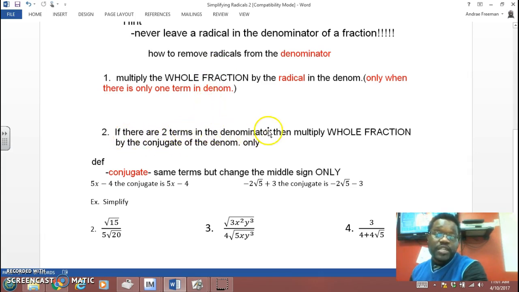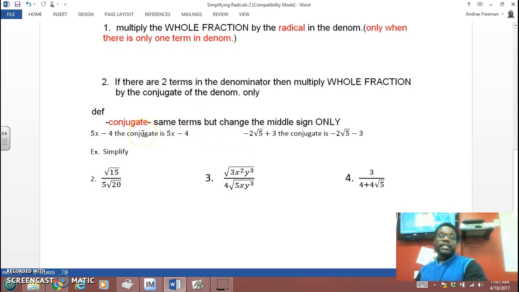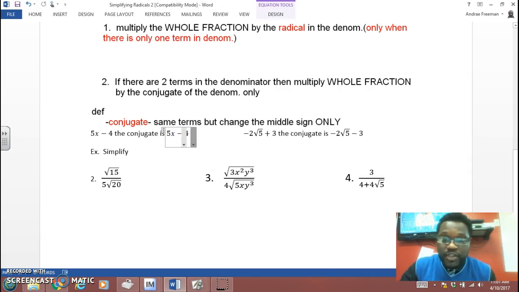If there are 2 terms in the denominator, then multiply the whole fraction, that means numerator and denominator, by the conjugate of the denominator. And so here I'll talk about the conjugate. The conjugate is the same terms, but change the middle sign or the second sign. So here's an example. The conjugate of 5x minus 4 is 5x plus 4. And the conjugate of negative 2 square root of 5 plus 3 is negative 2 square root of 5 minus 3. Notice the negative 2 square root of 5 stays the same. You don't mess with the sign of the first term. It's always the middle or the second sign.